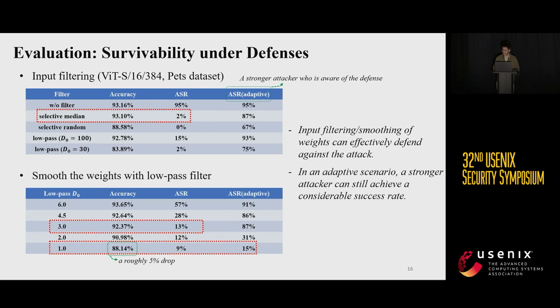But if we consider a stronger attacker, one who is aware of the defense and includes the defense techniques during the trigger generation phase, for example using the input filtering as a preprocessing step when doing trigger generation, the attacker can still achieve a considerable success rate. And if you use a much more powerful low-pass filter to smooth the weights, for example a low-pass filter with a cutoff frequency of 1, you can also reduce the success rate to 15%, but at the same time you cause a roughly 5% accuracy drop.